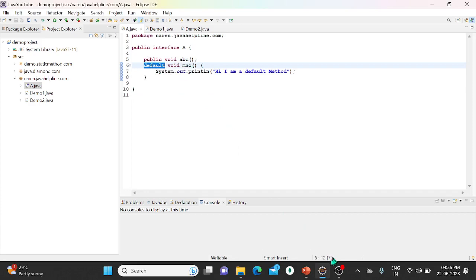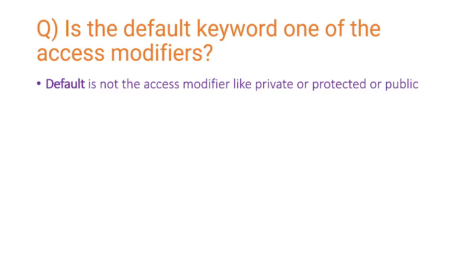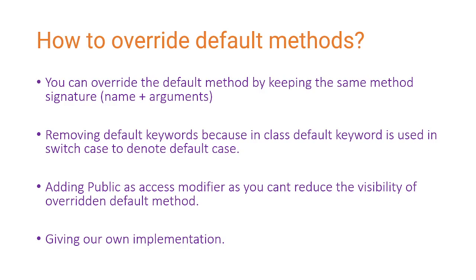Okay. So next, it's a very tricky interview question. How to override default methods? Generally, if you want to override a method, what will you do? You will keep the same method signature, right? Signature means the name and the parameters or arguments, right? And we need to remove the default keyword, add the public keyword, and provide your own implementation.